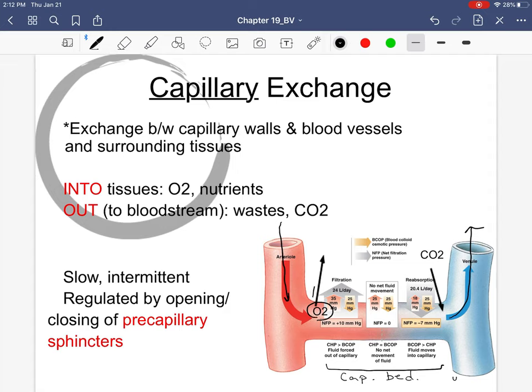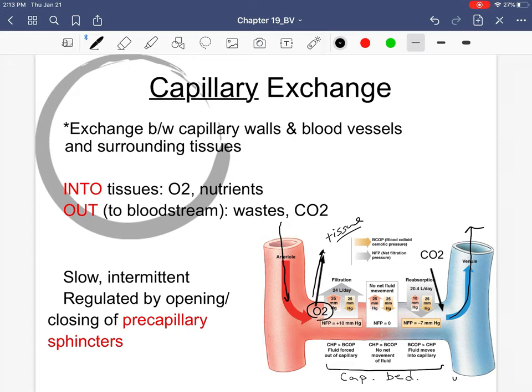Well, what's going where? We can simply talk about oxygen and carbon dioxide. Oxygen is going to move from the capillary into the tissues. That's the whole point. We're moving oxygen from the blood into the tissues. That's why venous blood is shown as blue. It's deoxygenated because the oxygen was just dropped off.